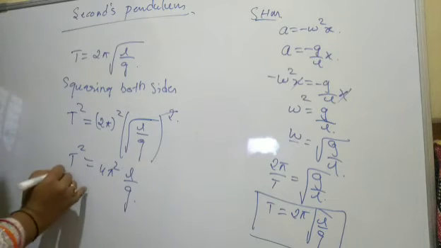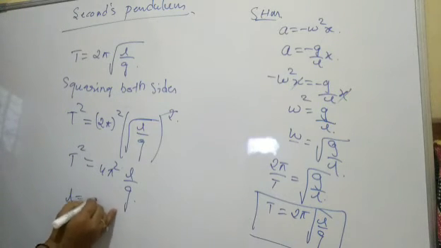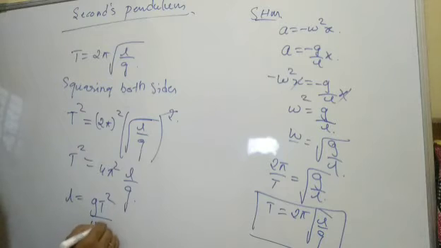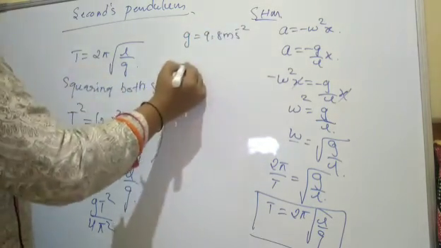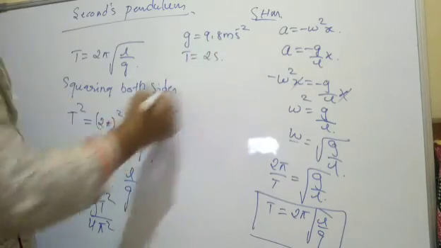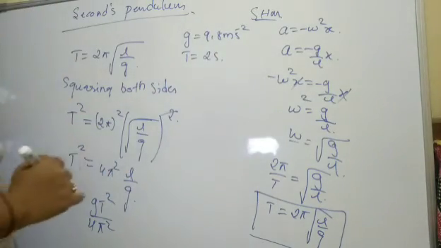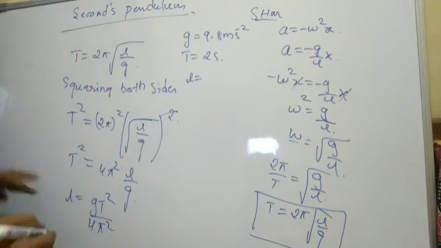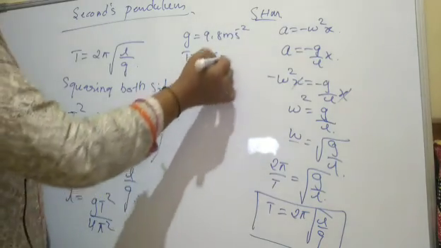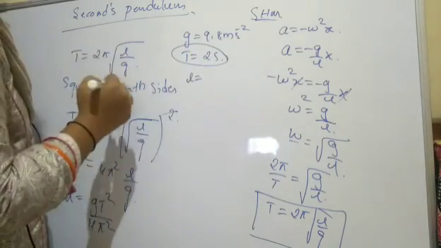Next, we get L = gT²/4π². Here L is the length of the thread which is used in the seconds pendulum. Where g is 9.8 meters per second squared, and T is 2 seconds to complete one oscillation. Now we'll get to know what length should be prescribed which exhibits simple harmonic motion with 2 seconds to complete one oscillation.